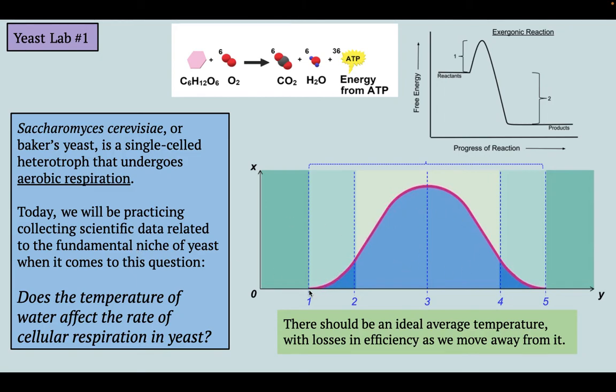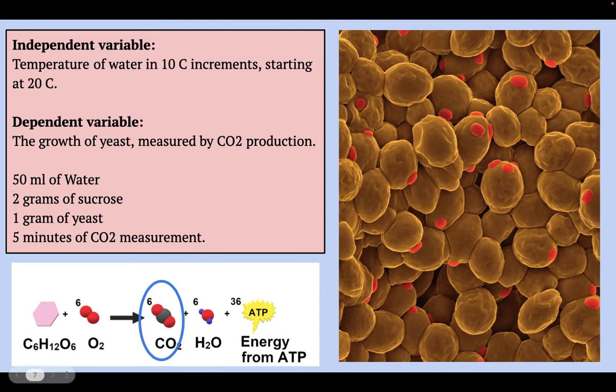At a certain temperature, really cold or really hot, we should be killing off the yeast, and there should be no cellular respiration. Our independent variable for this lab is temperature. We are modifying the temperature of water, and our dependent variable is the amount of CO2 being produced by yeast. Every time you have so far used 50 milliliters of water, 2 grams of sucrose or table sugar, 1 gram of yeast, and 5 minutes of CO2 measurement. And we're really measuring the amount and rate of CO2 production.